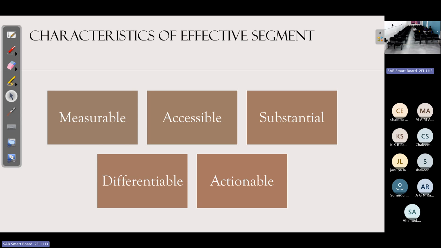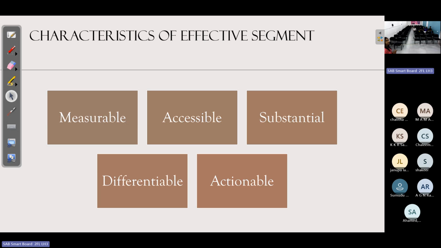First one is measurable. Measurable in the sense we should be able to identify or measure the segments. Now, for example, in the earlier case, I told you we can first divide in terms of age. We divide kids, teenagers, adults. Then we should be able to know how many kids are there in that entire customer base. How many teenagers are there?